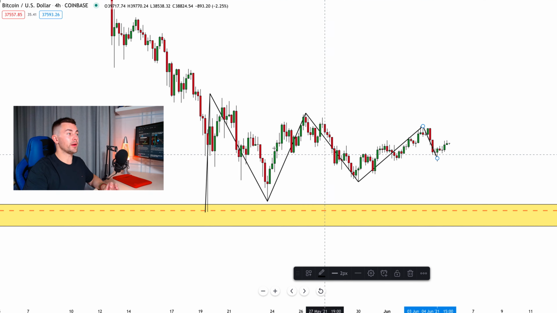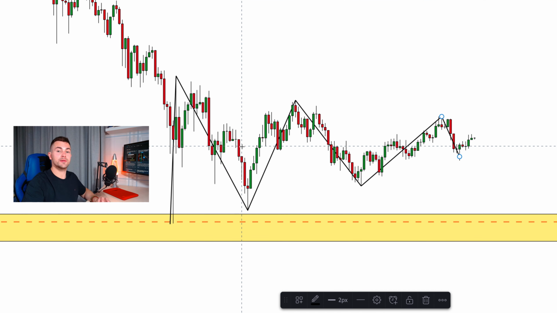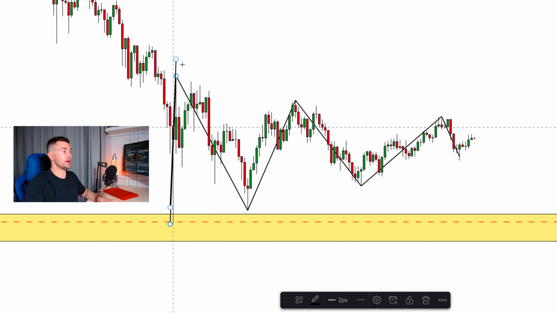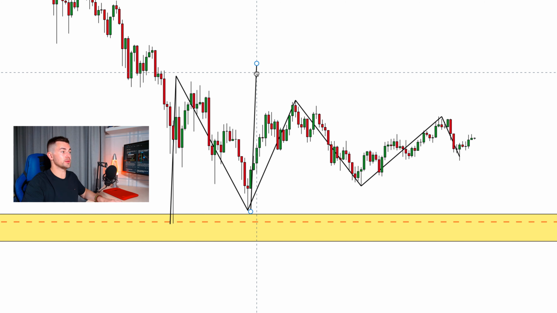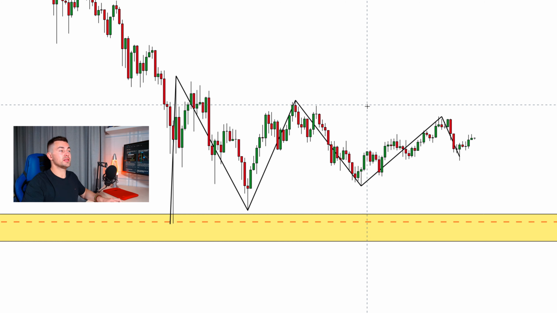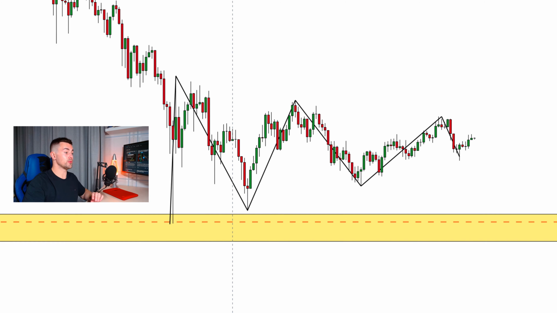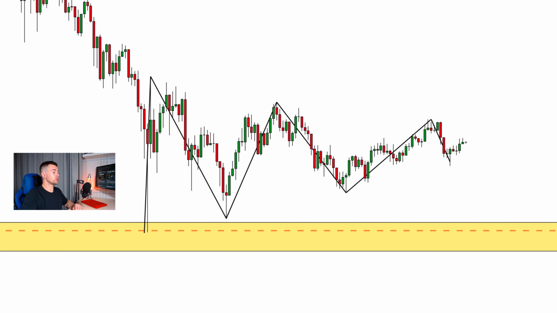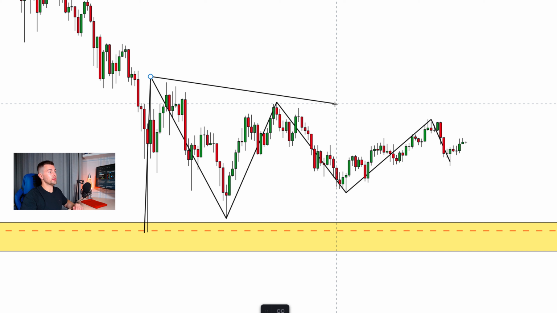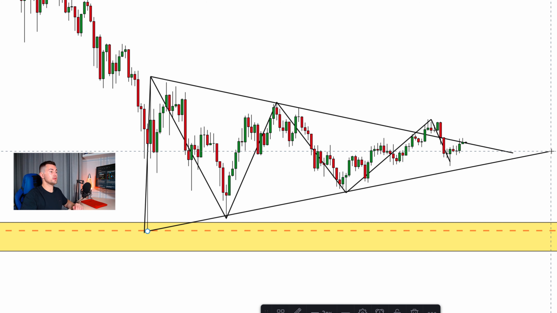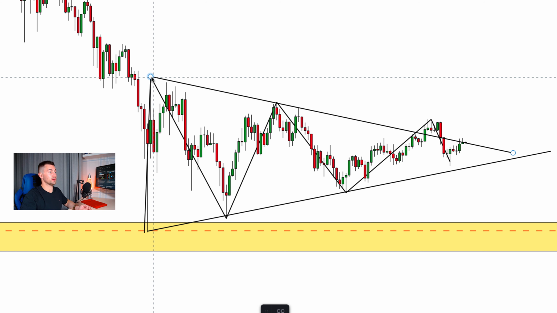What do we mean by contraction? You can see that the swings are becoming shorter and shorter. If we take this initial bullish impulse and compare that with the consequent bullish impulses, you can see that the market is becoming weaker and weaker, and we see the lower highs right here and higher lows. Now if we try to draw the trend lines based on the lower highs and higher lows, you can see that right here we have a decent example of the symmetrical triangle.